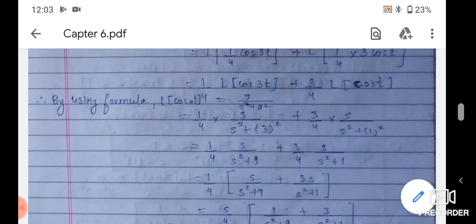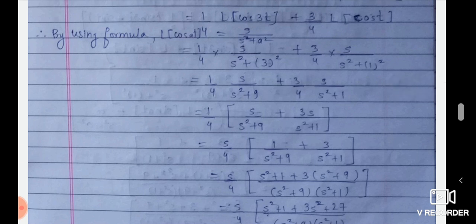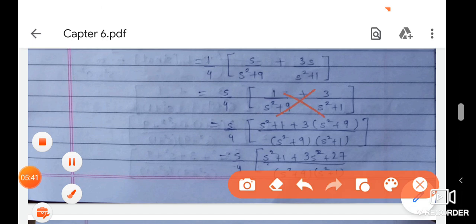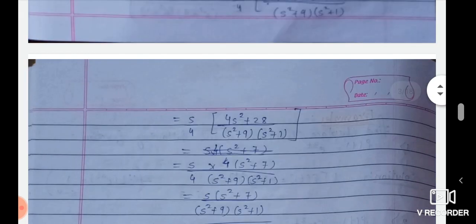So just I have simplified this. Now 1 upon 4 I have taken outside. So you are having s upon s square plus 9 plus 3s upon s square plus 1. So your s is also common in both the terms, you can take it outside. Then do the cross multiplication. See here I have done the cross multiplication: 1 into s square plus 1 plus 3 into s square plus 9, upon this into this. So open the bracket, simplify the numerator.